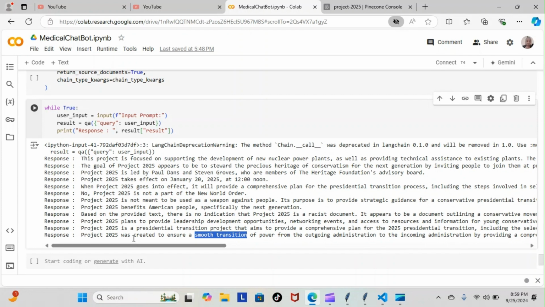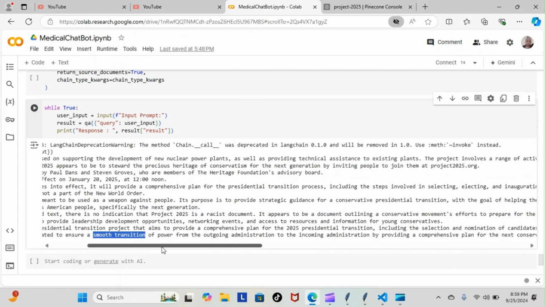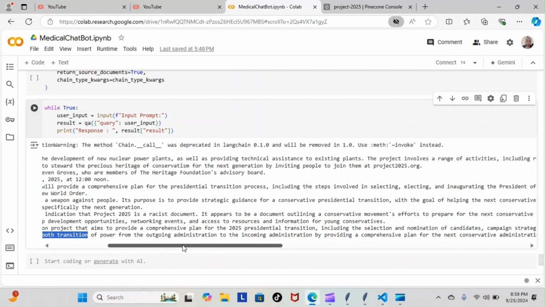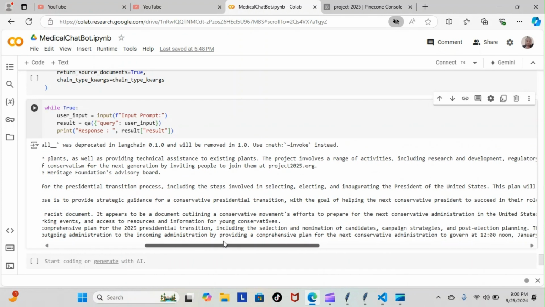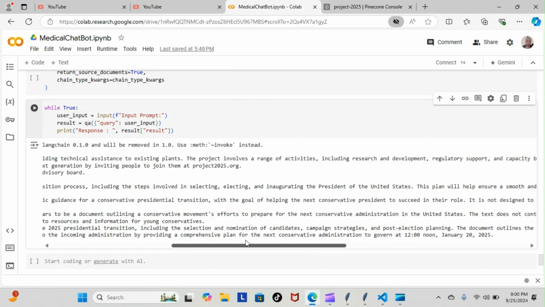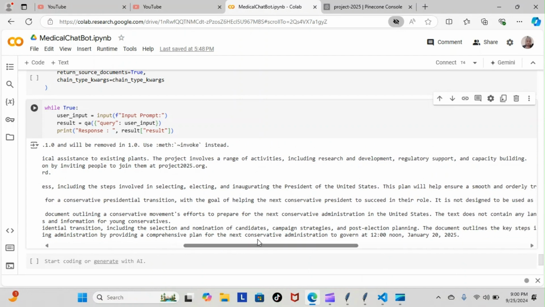Okay, so this one was why was it created? The one I just read was give me some key components or key points of the document. And this one here was why Project 2025 was created in the first place. So Project 2025 was created to ensure a smooth transition of power from the outgoing administration to the incoming administration by providing a comprehensive plan for the next conservative administration to govern at 12 noon, January 20th, 2025.